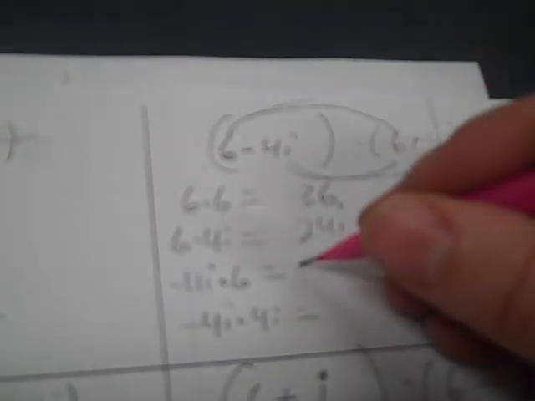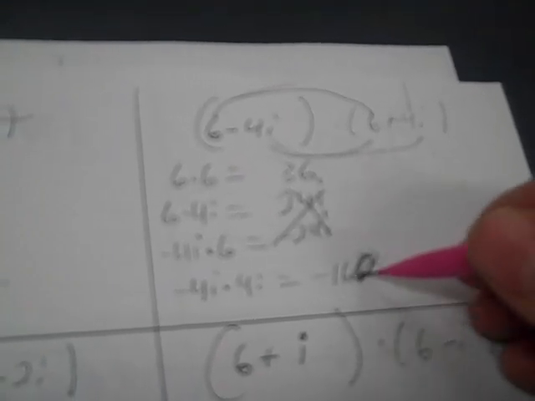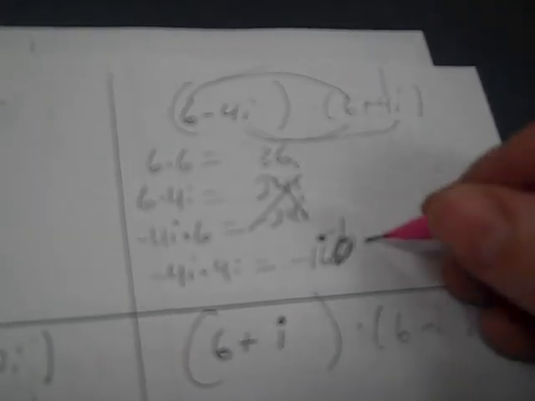So that's 36, and that's 24i, and that's negative 24i. Those cancel. That always happens when you multiply 2 conjugates. Negative 16i to the second, which holds a special value of negative 1. But then you times negative 16 by negative 1, and that's 16. Then you combine like terms by adding, and that's 52. Quit multiplying those. The multiplying's done at that.